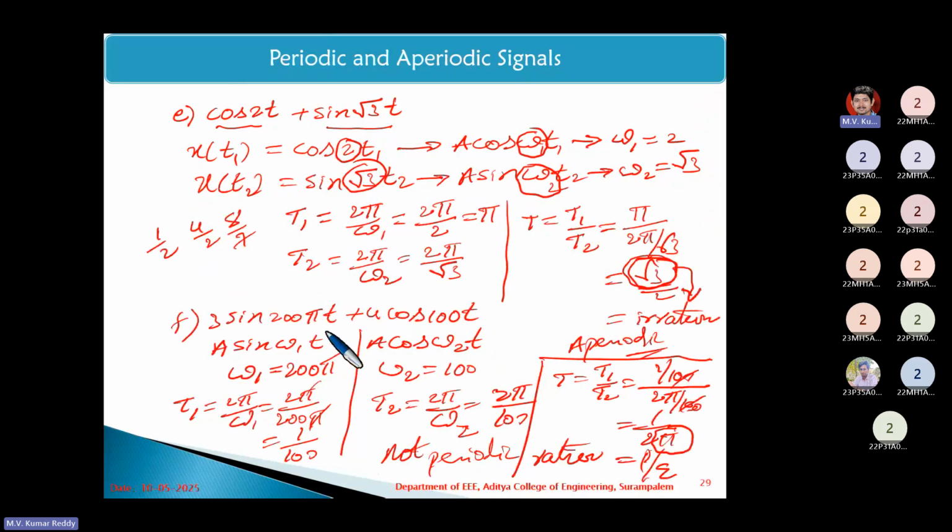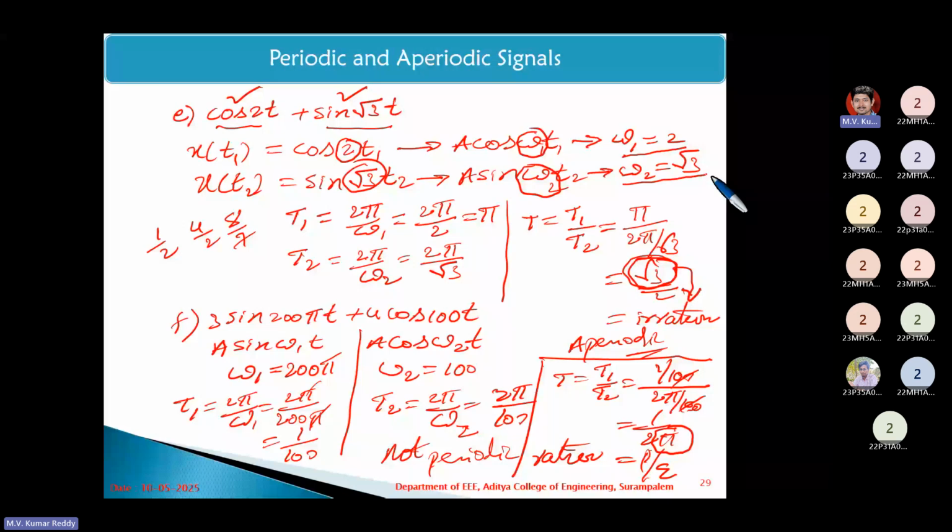Whenever 2 signals are given, now we have to find periodic or aperiodic. x1 is compared with cos omega 1 t, and the other is compared with sin omega 2 t. Now on comparison, omega 1 is equal to 2. Omega 2 is equal to root 3.